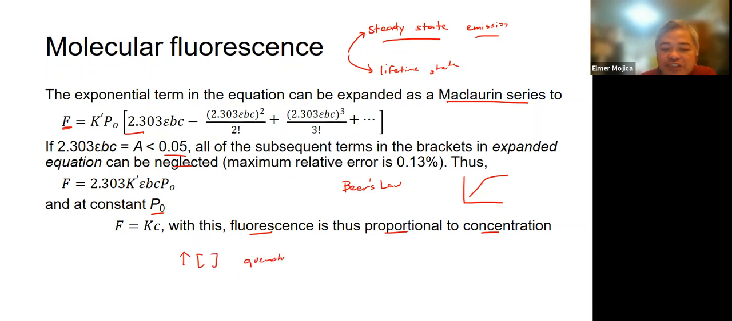there's what we call quenching. How do we define quenching? Anyone? In your own words, what is called quenching? Is this the first time you've heard the term quenching?